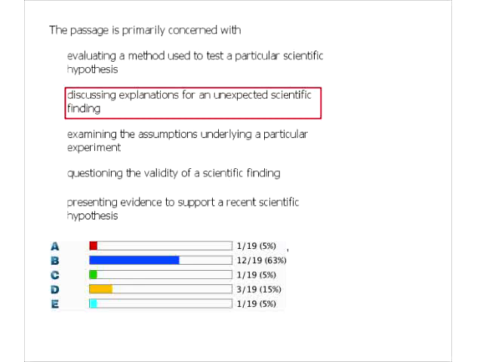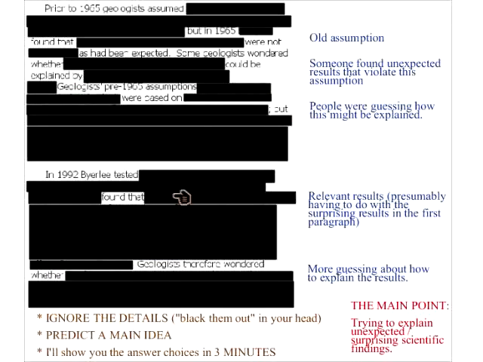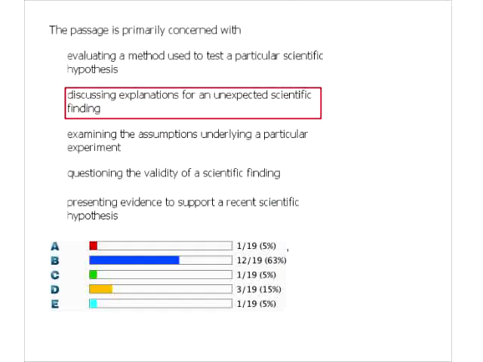The other answer choices, everybody picked them at least once, so let's look at them. Evaluating a method used to test a hypothesis. The problem is that that doesn't happen. Like, they do discuss some sort of methods, but nothing is evaluated here at all. The passage is just full of people guessing why certain things are happening. So nothing is evaluated.